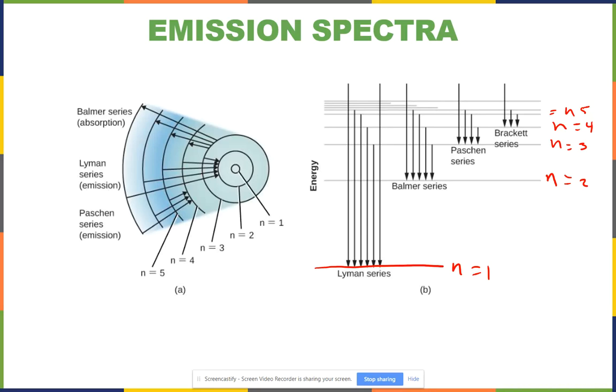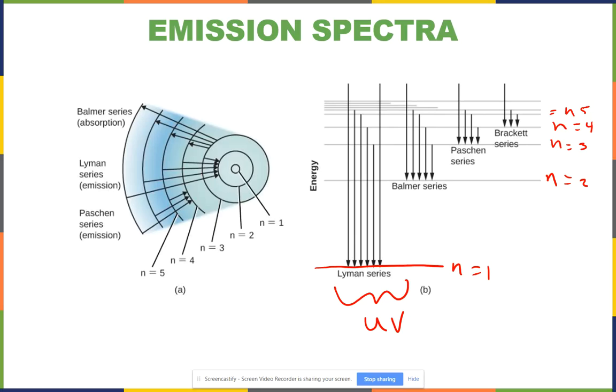When you have electrons falling from N equals 2 to N equals 1 or N equals 3 to N equals 1, those are really big energy drops. And because of those really big energy drops, all of these give off ultraviolet light. So that Lyman series is ultraviolet light. Anything that ends at N equals 1 is ultraviolet.